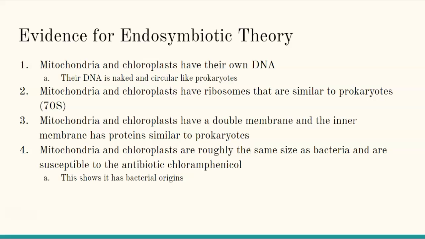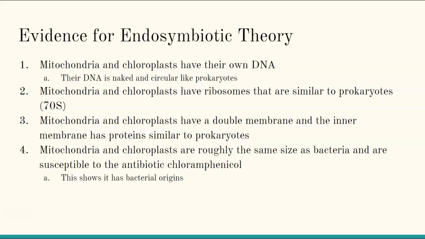My DNA in my mitochondria is the same as my mother's DNA. But that's not mine, right? Because I am not a clone of my mom. Additionally, their DNA is naked and circular like prokaryotes. Whereas, as you know, the DNA in our nucleus is enclosed within a nucleus and linear. Mitochondria and chloroplasts have ribosomes that are similar to prokaryotes. They have 70S ribosomes rather than 80S like the rest of a eukaryotic cell.